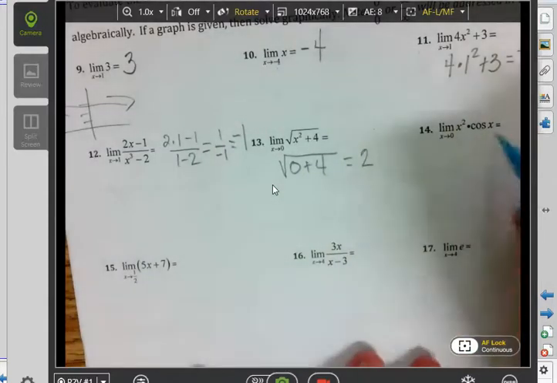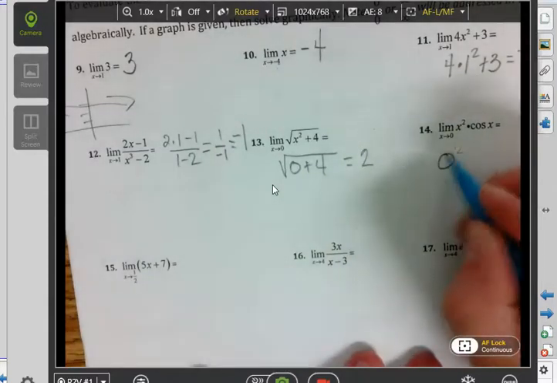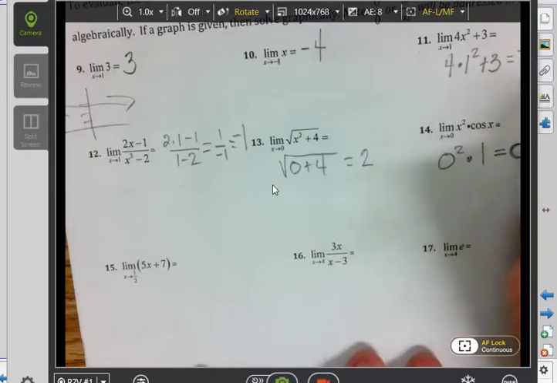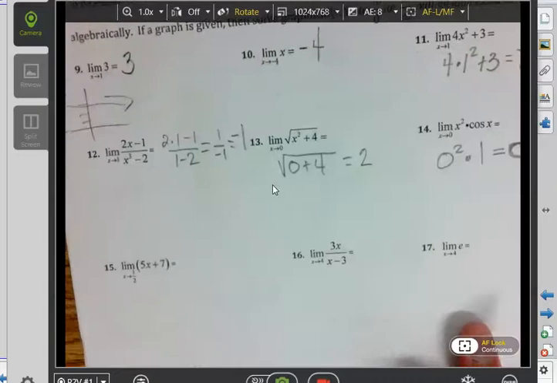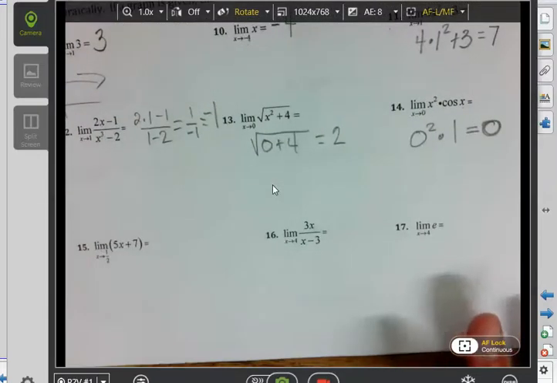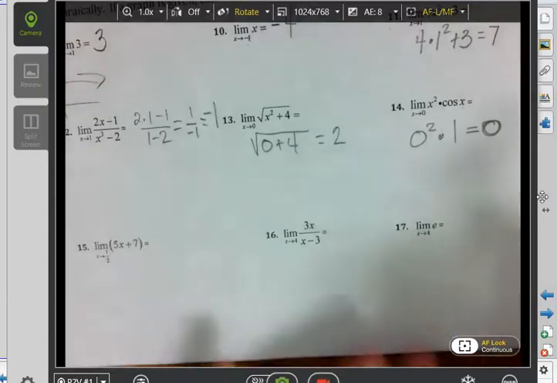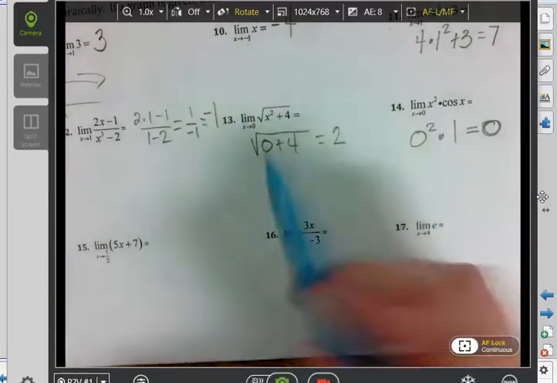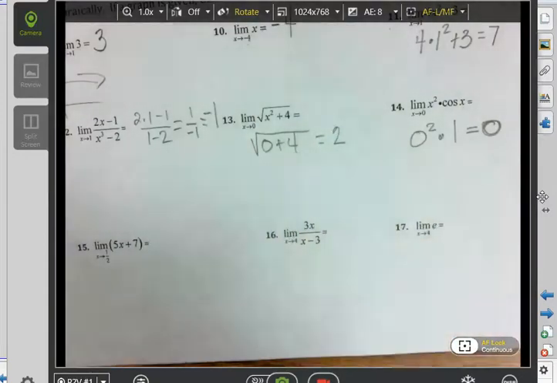You guys remember what cosine 0 is? Yeah, cosine of 0 is 1, and then you multiply it by 0 and you get 0. Yep. For number 13, would it be positive, negative? That's a good question. A lot of people want to do that. If I had an equation like x squared equals 4, when you solve that with a square root, you get plus or minus 2. But if you have a square root to start with, then it's just positive 2.